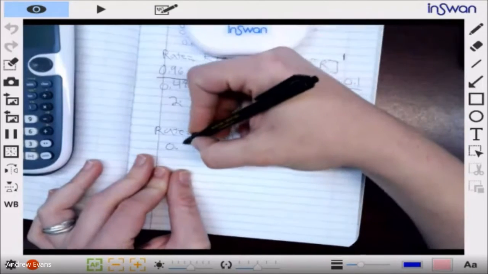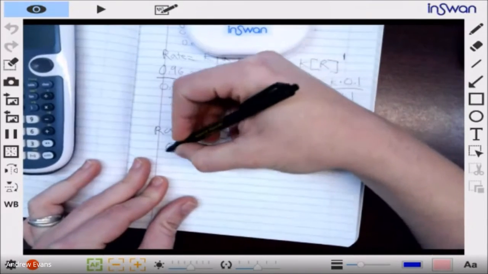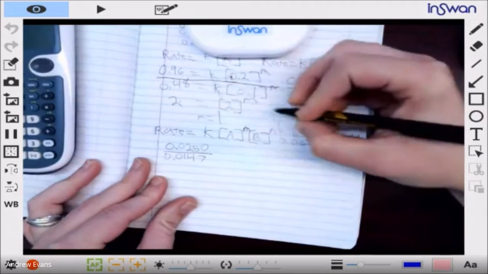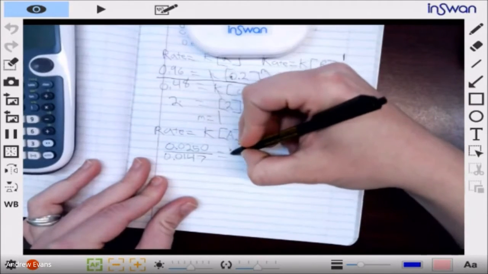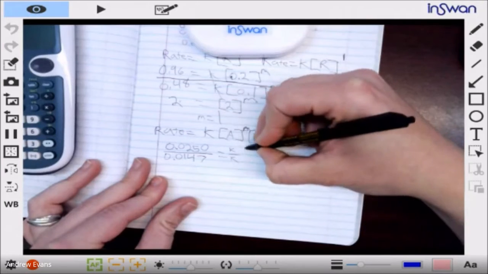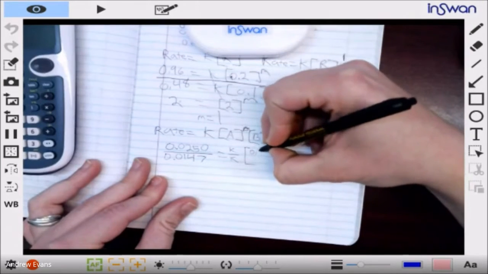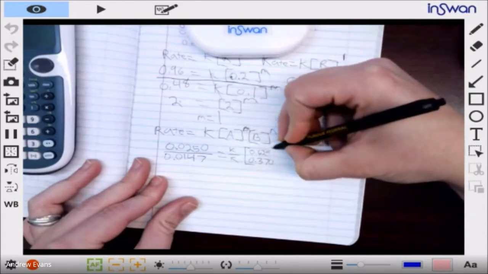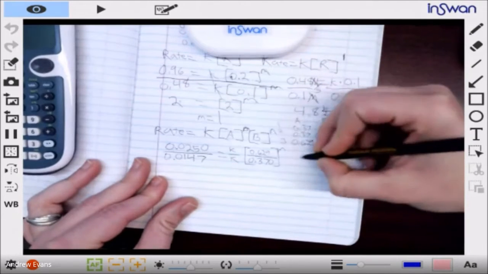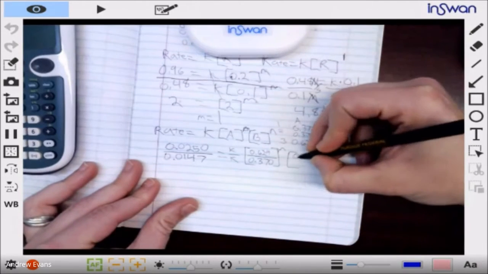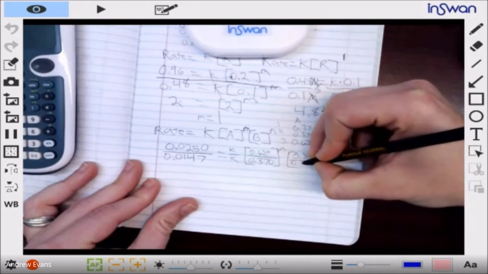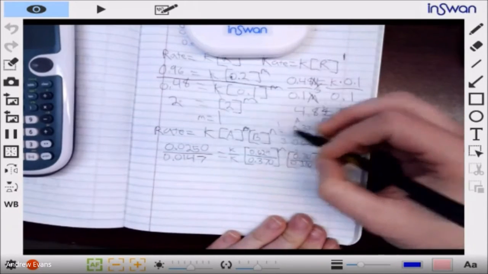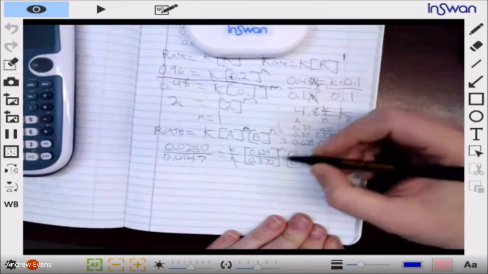So I'm going to look at the rate, 0.0250 over 0.0147, equals K over K, 0.629 over 0.370 to the n, and 0.310 over 0.310 to the n. Those clearly cancel out and give us 1.